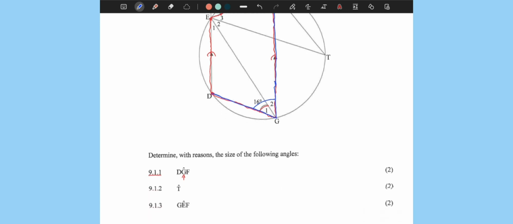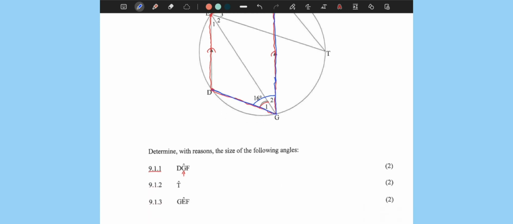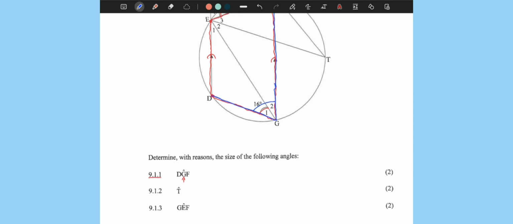Fortunately, as you can see, the angle G1 is given as 16 degrees. So what we need to do here is find G2, or just find the entire angle DGF, but with the reasons. You need to give the reason here.